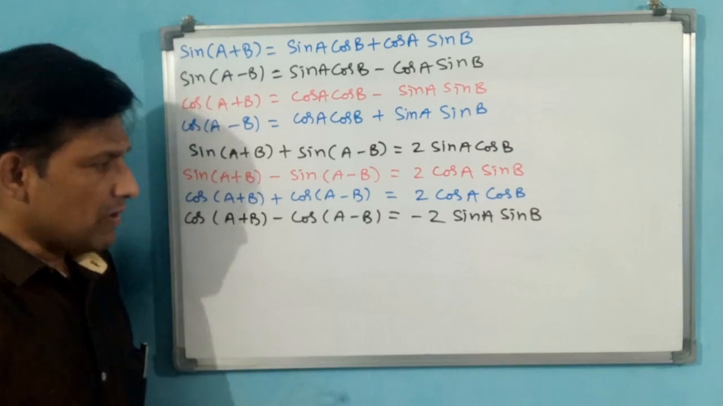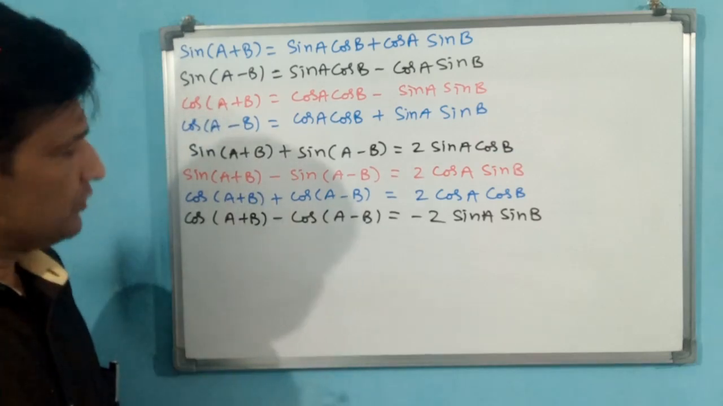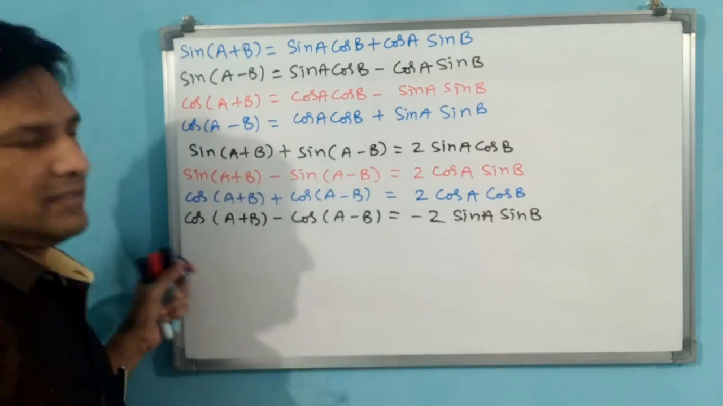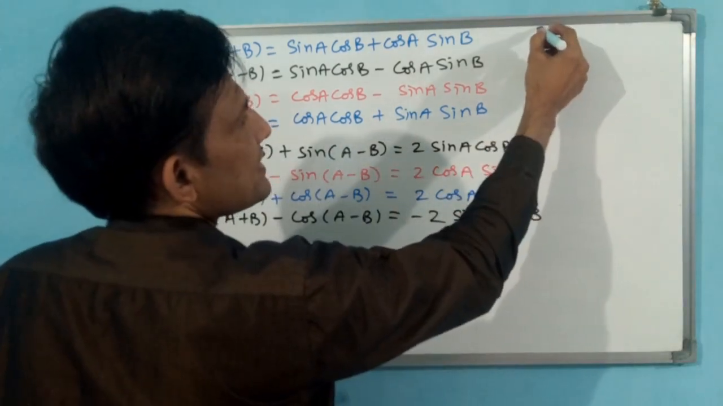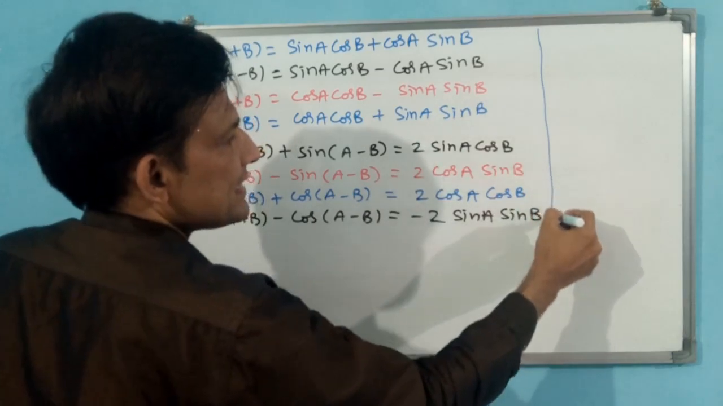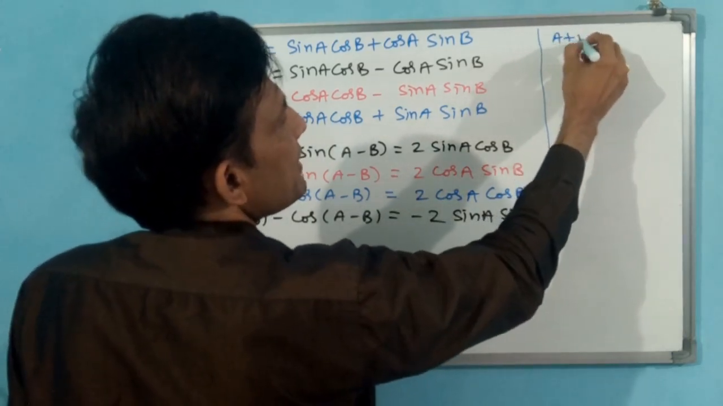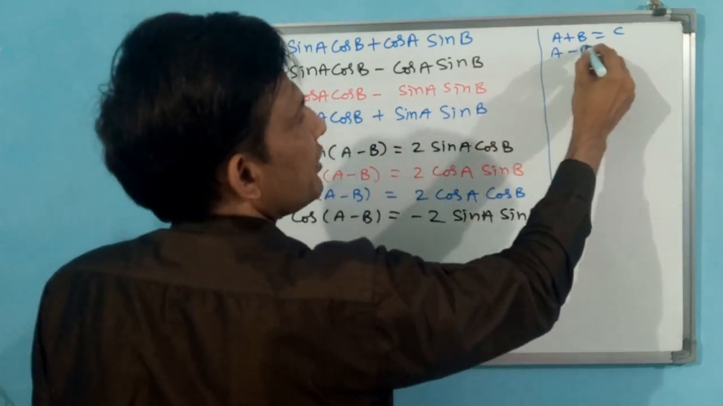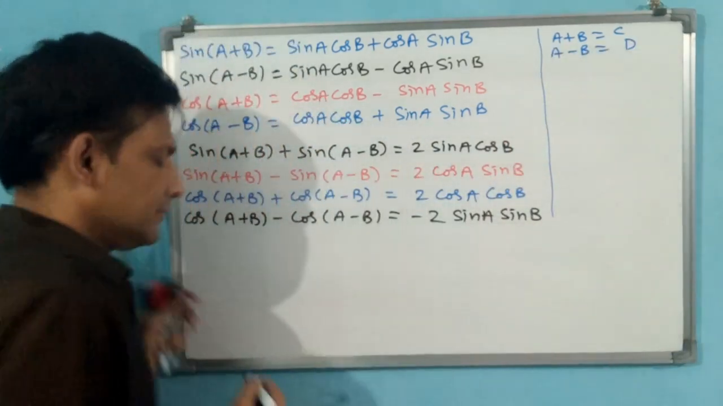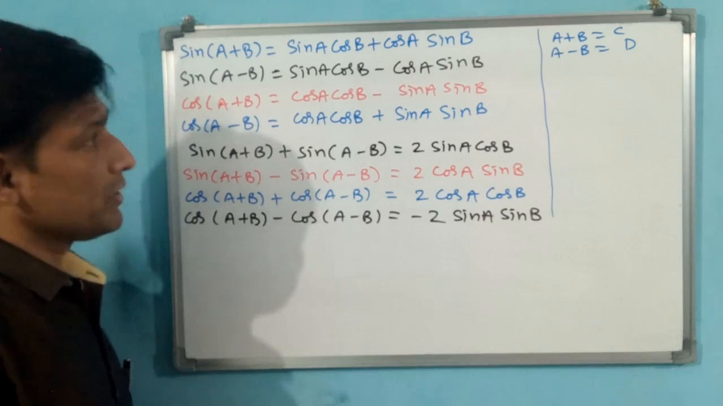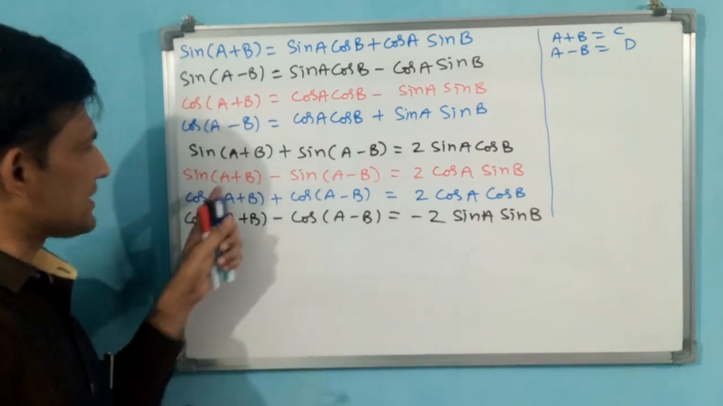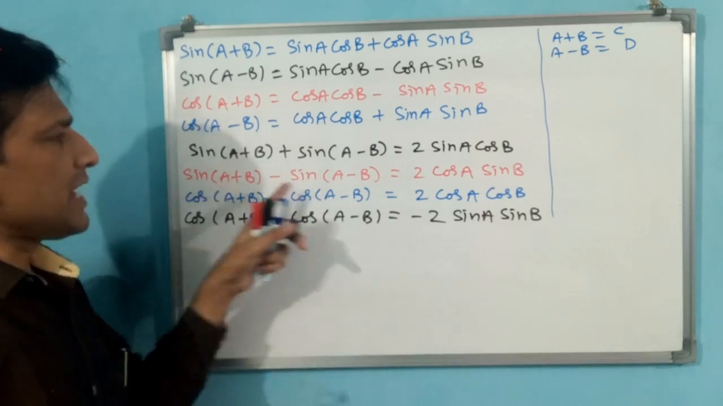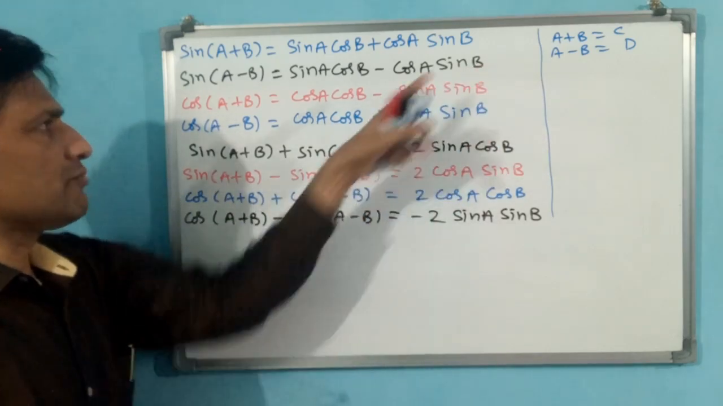Now one more logic I want to draw here. I will take a plus b as c. This is a rough calculation. See what I am doing. A plus b I am taking as c. A minus b I am taking as d. I am taking this because I want to change these angles. You see how I am changing: a plus b as c, a minus b as d.